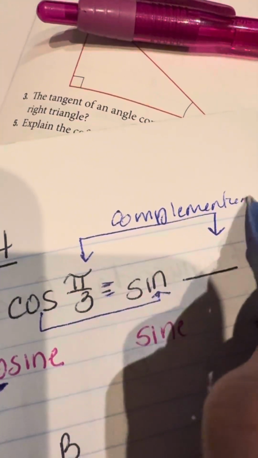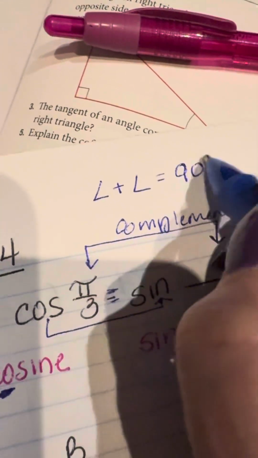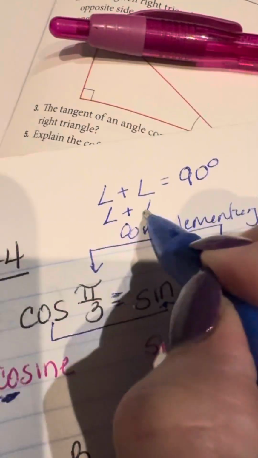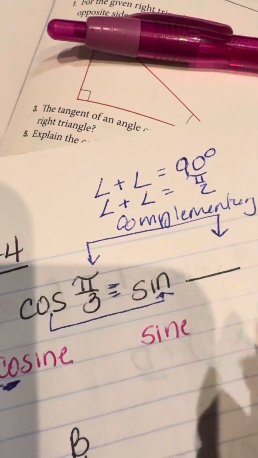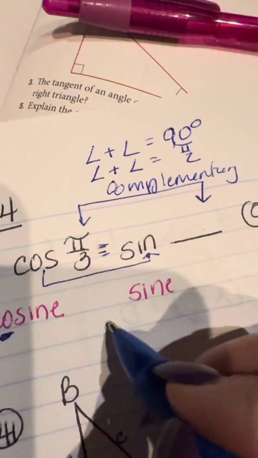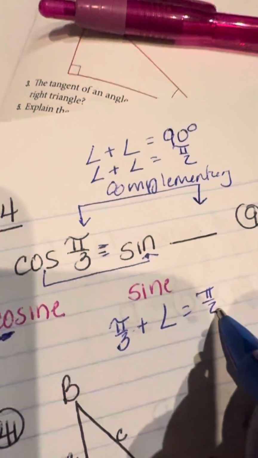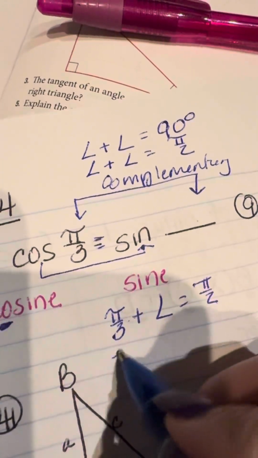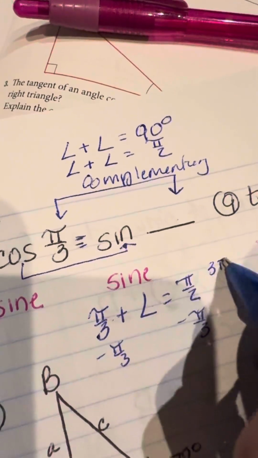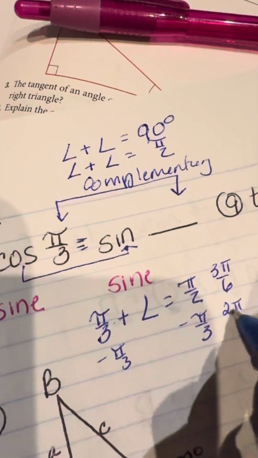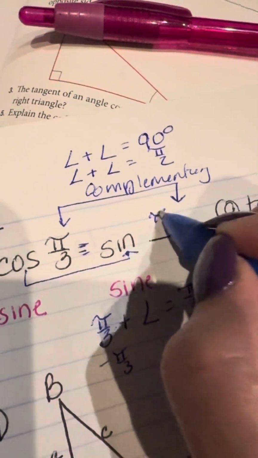What it means to be complementary is that they are two angles that equal 90 degrees, or in our case, since we deal with radians, equal pi over 2. So this angle plus this angle has to equal pi over 2 because these are cofunctions. So we're going to take pi over 3, add it to some angle to get pi over 2, which means if we want to know what that angle is, we're going to have to subtract pi over 3 from pi over 2. So this is going to become 3 pi over 6 to get a common denominator, minus 2 pi over 6, and when you subtract those, this becomes pi over 6.